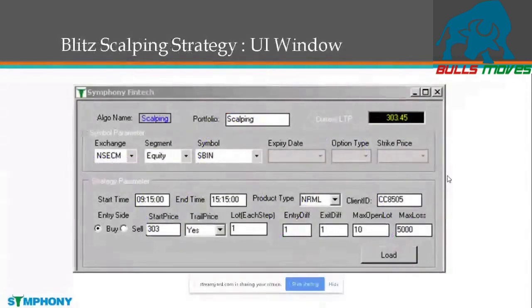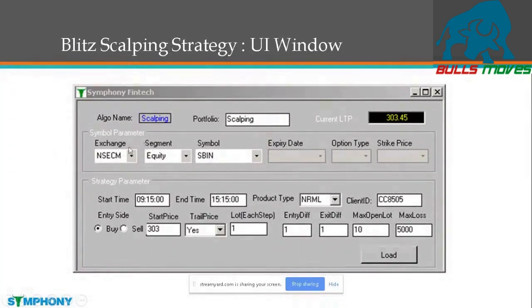So this will be the UI window. You have to set some parameters in this window, and it will execute your orders in automation. So this is the scalping strategy UI window.